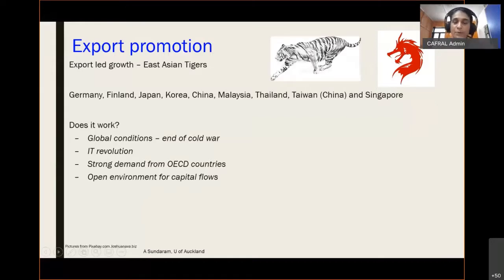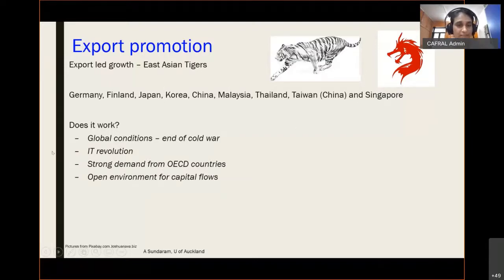So what is export promotion? Export promotion is things like you encourage exports by providing R&D subsidies. You might be encouraging exports by developing export clusters, like export processing zones. You give subsidies, right? Not just for R&D, but also for exporting. And so there's a range of export promotion policies you can use. Do they always work? Well, they worked fantastically for the East Asian tigers, but that doesn't mean that they will always work.